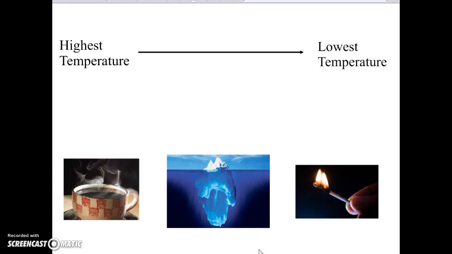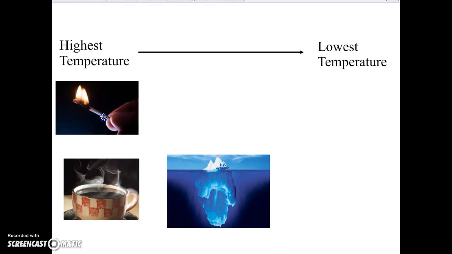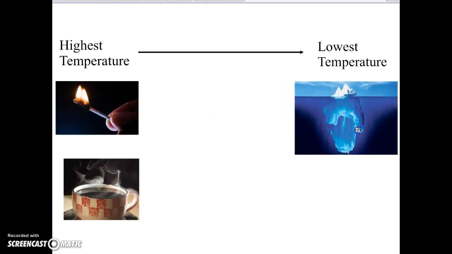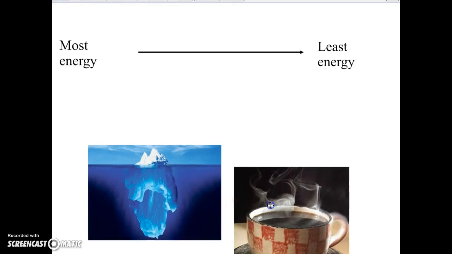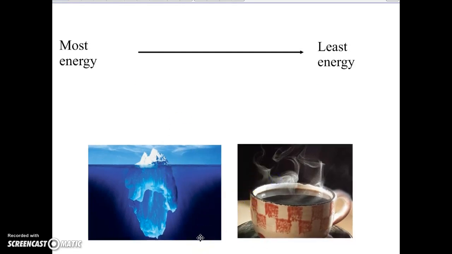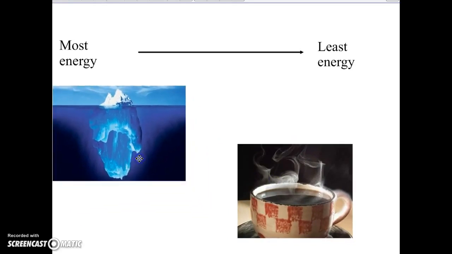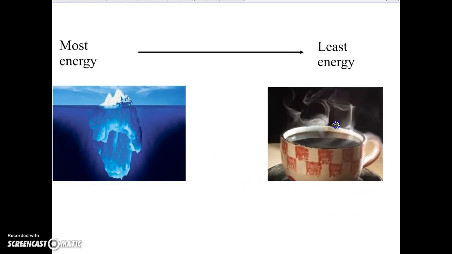So most of you are probably thinking that the fire would be the hottest, the iceberg would be the coldest, and the hot coffee would be somewhere in the middle. And that would actually be correct. If we take a look at some objects, though, and we try to rank them based on how much energy they have, you might be surprised. Because in this case, the iceberg actually has more energy than the cup of hot coffee. So by the end of this video, I hope that you have a better understanding of why that is.